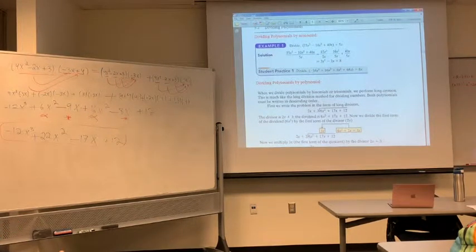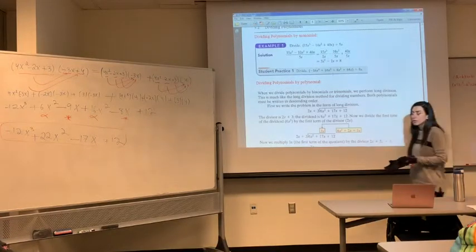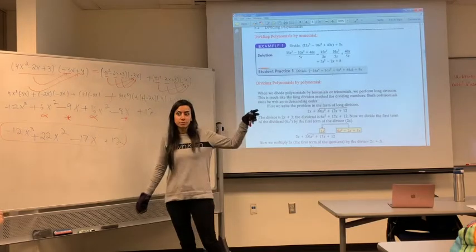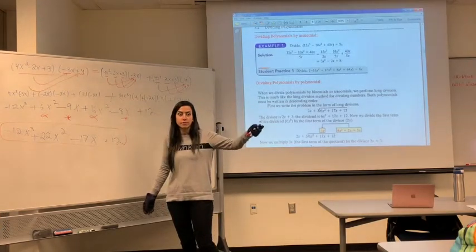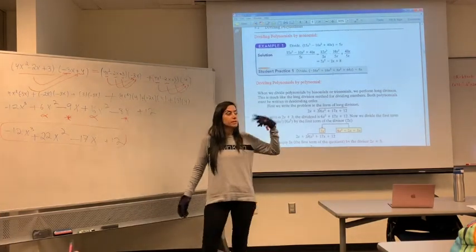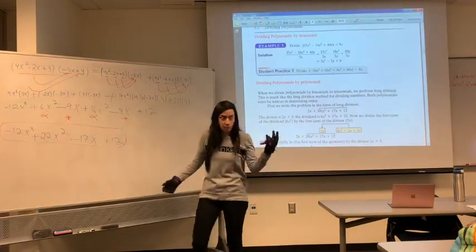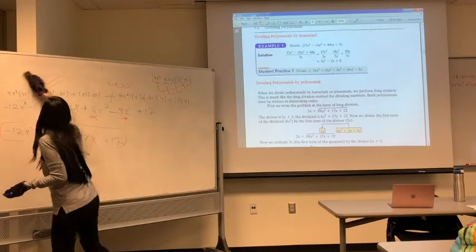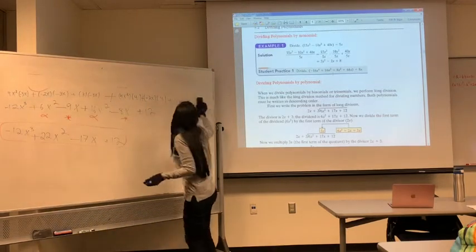Okay, so now we want to divide a polynomial by a monomial. That means we have different terms, either 2 terms, 3 terms, 4 terms, and we want to divide that by just one term, a monomial. So let's see what the example is.